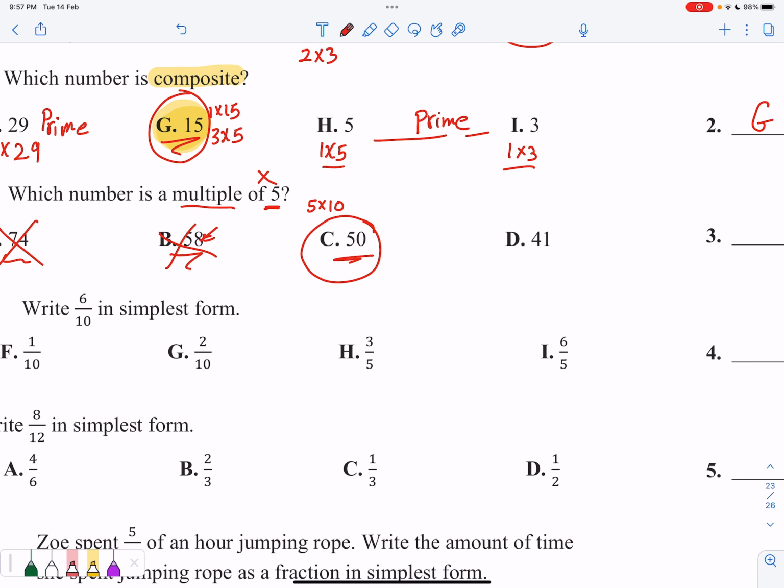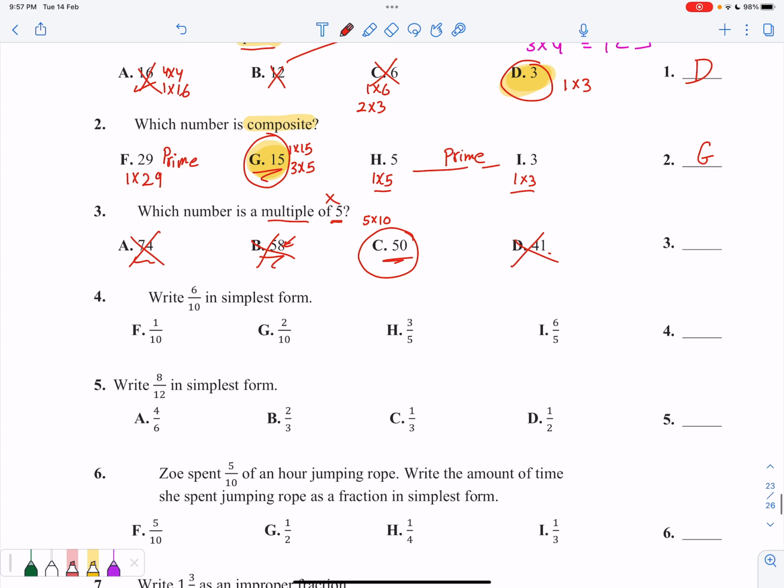Let's just check answer D. 41. Is that a multiple of 5? Can you make that from multiplying 5 by something? No, of course not. So of course the correct answer is C.